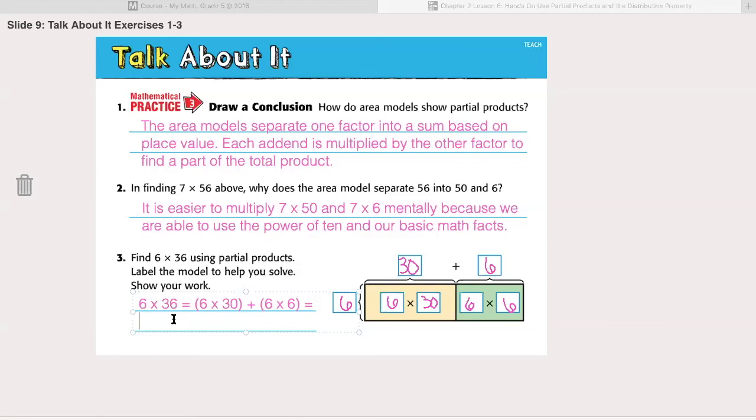Six times 36 is equal to 6 times 30 plus 6 times 6. If I multiply those addends out, 6 times 30 is 180. 6 times 6 is 36. When I add those together, I get 216.